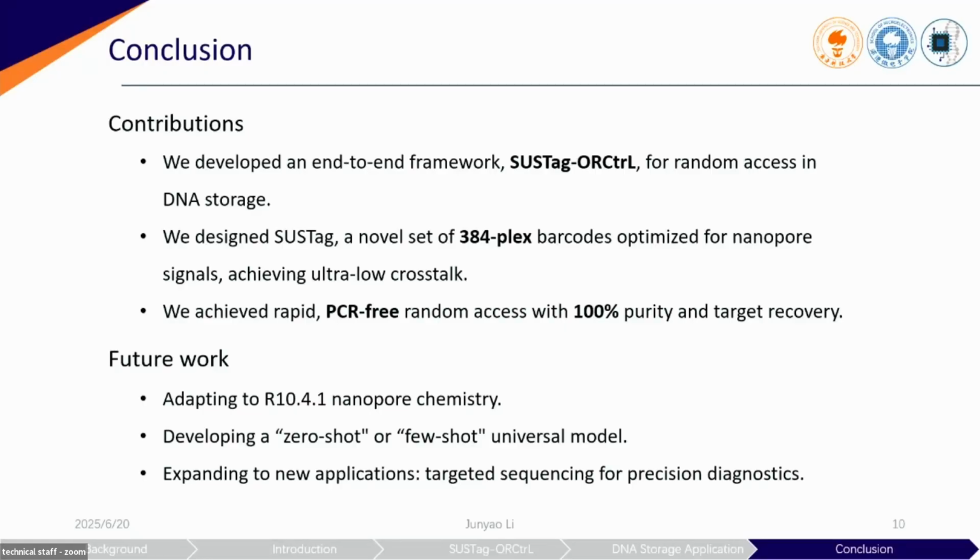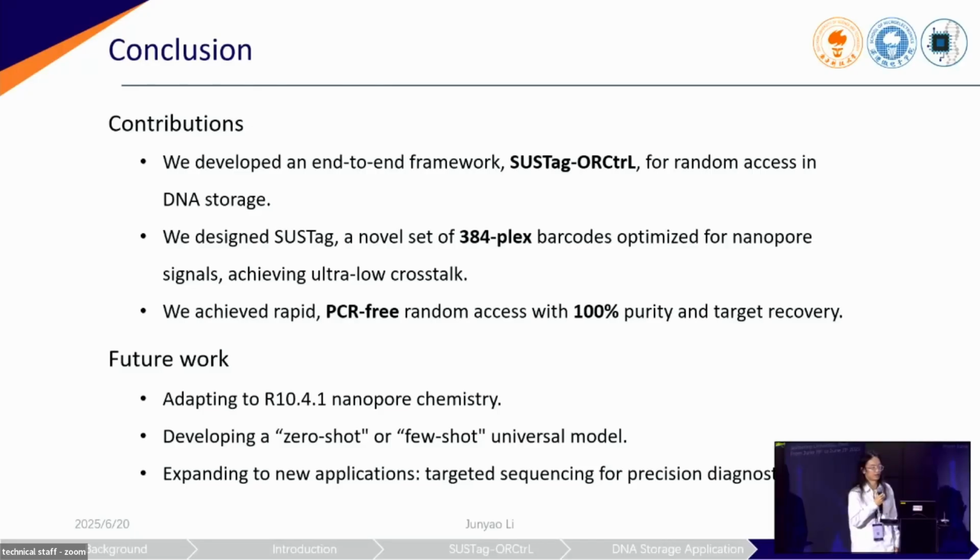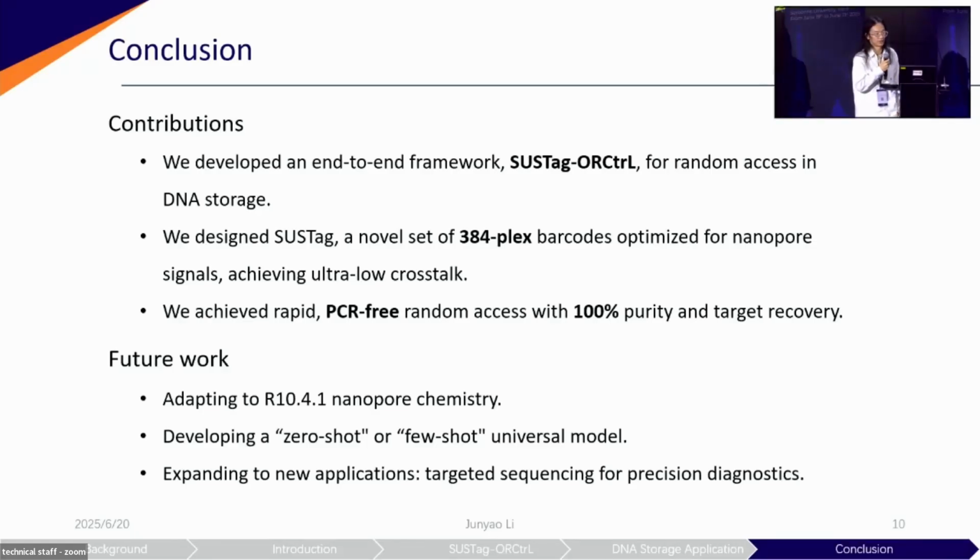In conclusion, our system made these three contributions. We developed an end-to-end framework, SUSTag-ORC, for random access in DNA storage. We designed SUSTag, a novel set of 384-plex barcodes optimized for nanopore sequencing, and we achieved rapid and PCR-free random access with 100% target data purity and 100% target data recovery.